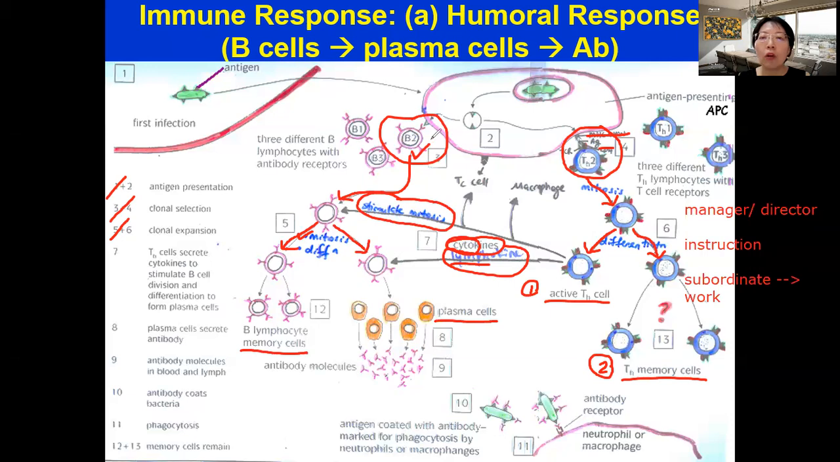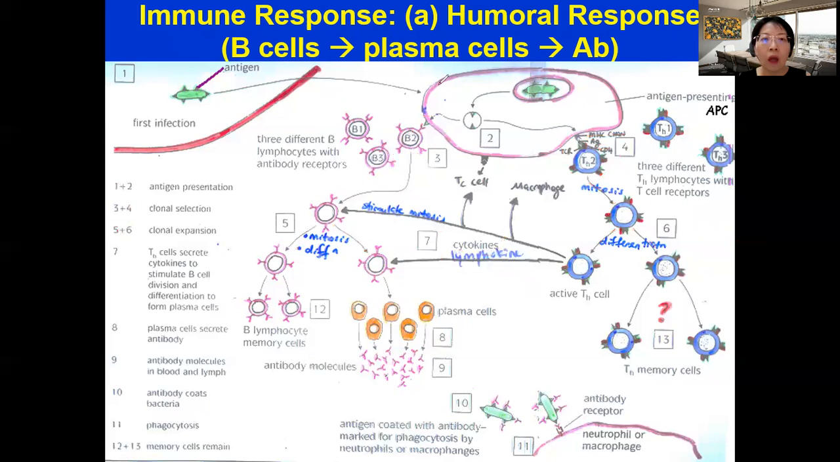So even though the B2 cell is already selected, it will not do anything until the manager, the T helper cell, secretes cytokine to inform it, okay, now you can divide. So then the B cells will start to divide, because now I've got a lot of these antigens. The function of cytokine is not only to activate the selected B cells to divide, it can also activate macrophages to divide. It can also activate the selected TC cell to divide, because all these cells are cells of the immune system. So therefore, the T helper cell is the boss, the manager of the immune system.